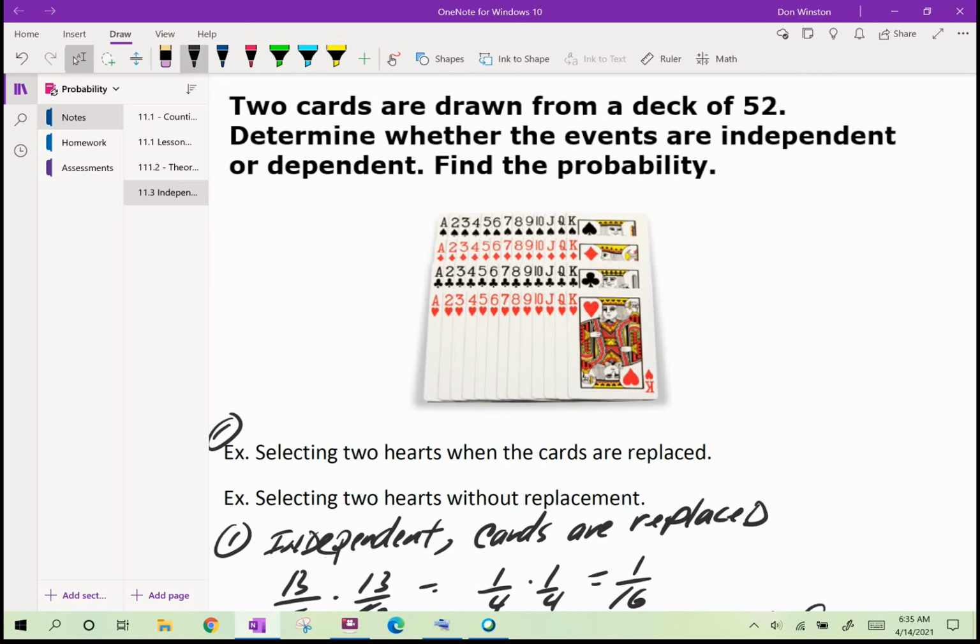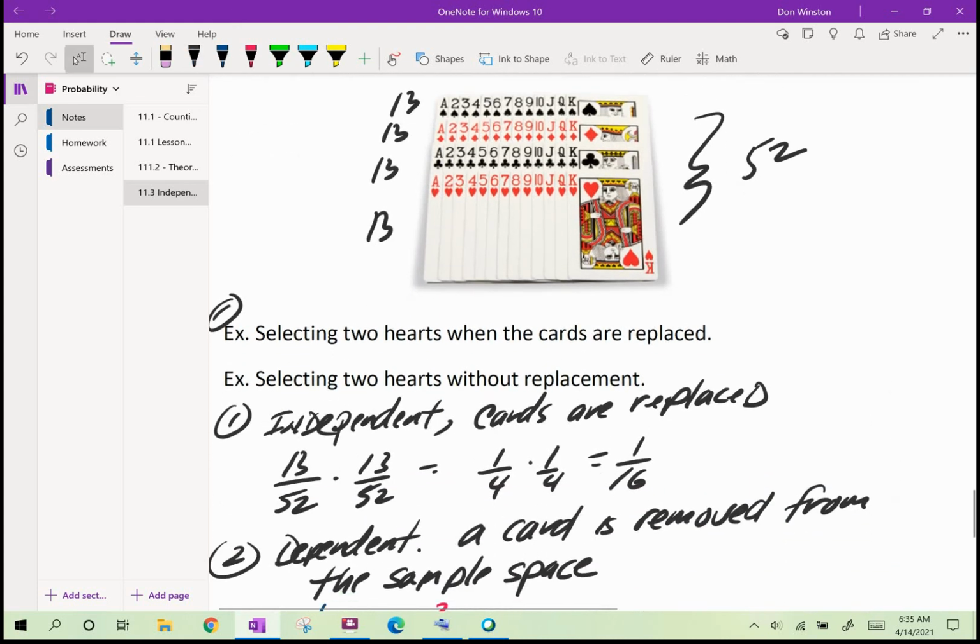So selecting 2 hearts. We have a total of 52 cards in a deck, if you've ever played cards, and we have 13 hearts. 13 in each suit: 13 spades, 13 diamonds, 13 clubs, 13 hearts. 52 cards total. So the probability of selecting 2 hearts when the cards are replaced: we have 13 out of 52. You select the first card, you put it back. The process has no memory. You select another card. The probability of selecting a heart is 13 out of 52. Well, that's 1/4 times 1/4, which is 1/16.